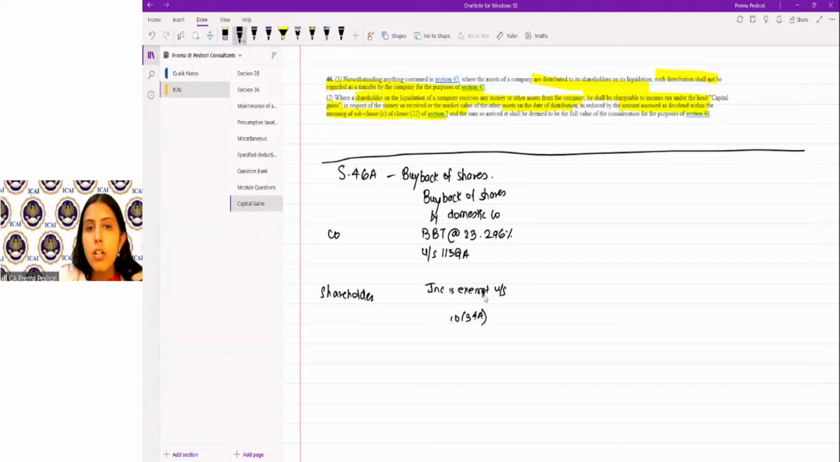Right? So in case of buyback of shares, listed or unlisted, by the domestic companies, the additional income tax of 23.296%, that is 20% plus 12% surcharge and cess, is levied in the hands of the company under 115QA. Are we clear? So this is for listed or unlisted.